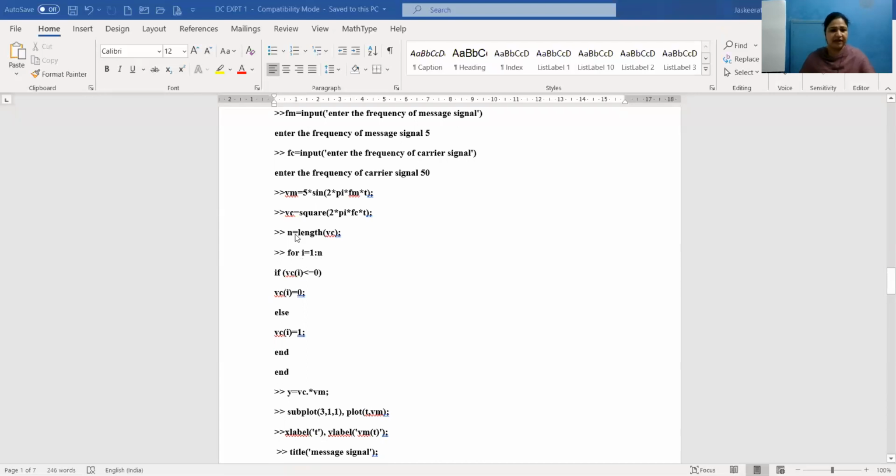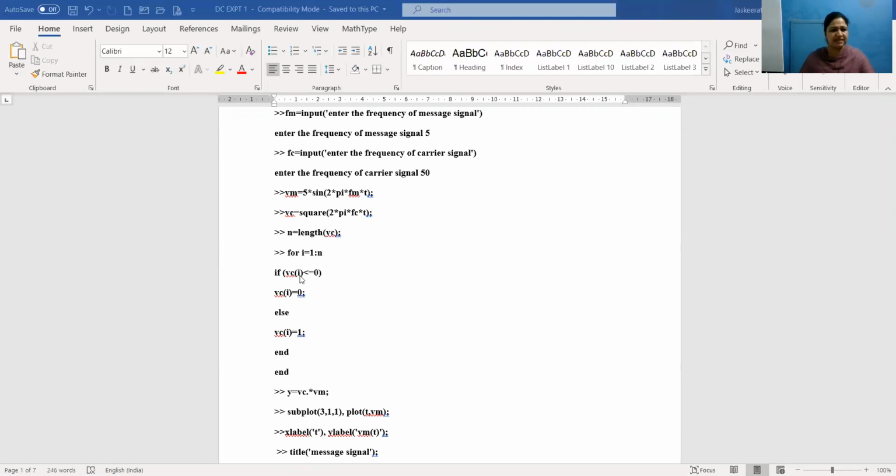to n, where n is given by length of Vc. Length of Vc means the number of samples in Vc. Now, for i = 1 to n, that means I will take its value from 1 to n with an interval of 1. First, I will take value 1, then 2, then 3, till the value of n.